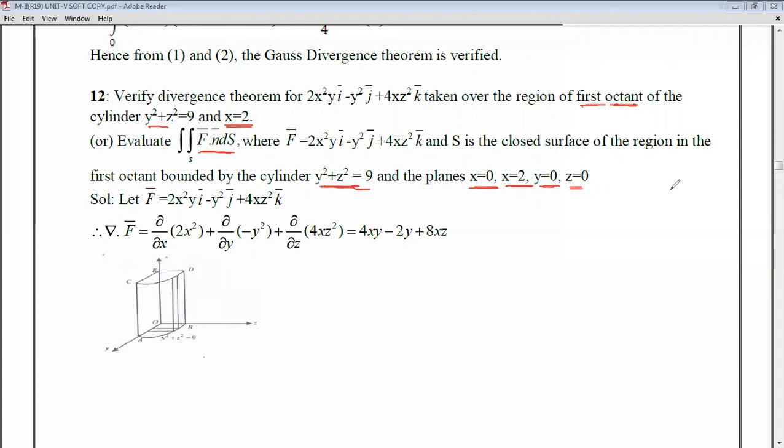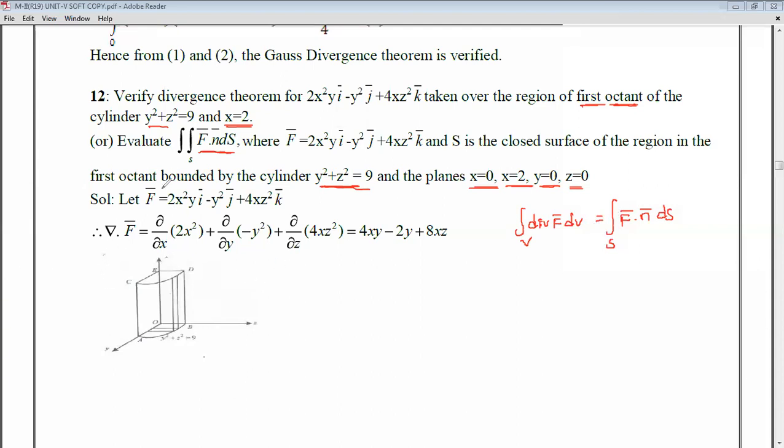So here, verify means simply what we need to prove: we need to show that the integral of divergence f bar dv over the volume V is equal to the integral of f bar dot n bar ds over the surface S. Both we need to show. So this one is equal to this one.